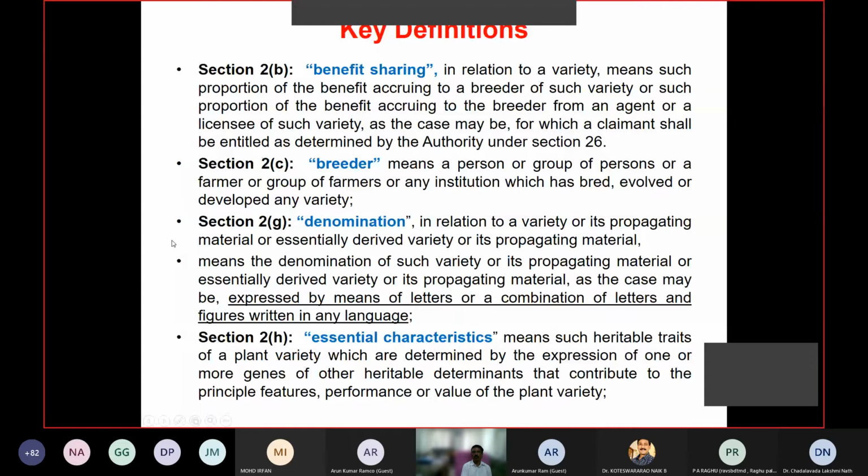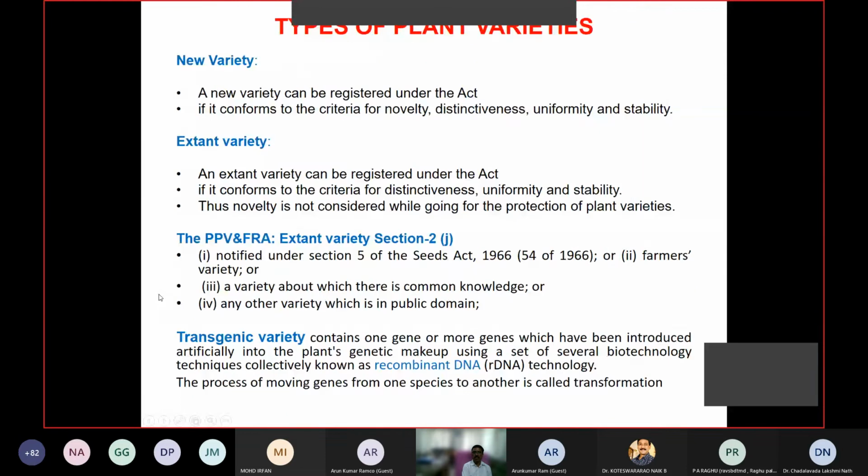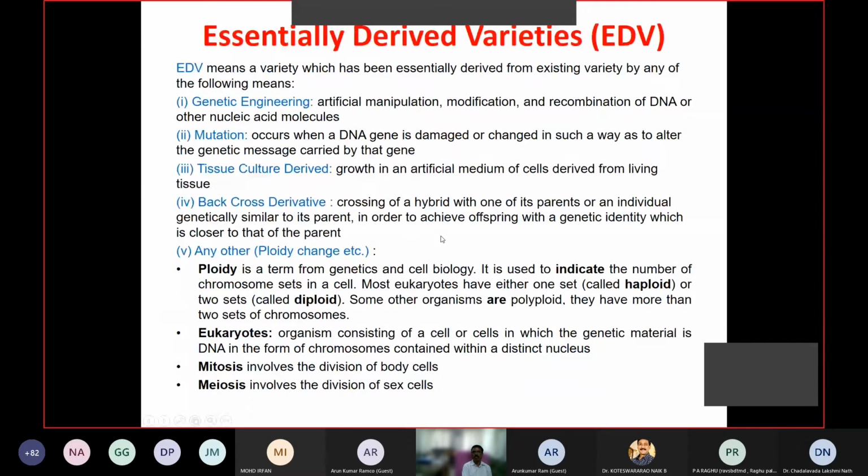So denomination is another important thing, along with propagating material. What does denomination mean? The variety, the propagating material, means the characteristics, the genome features of that plant, and the essential characters that I've already mentioned. So also essential derived varieties.